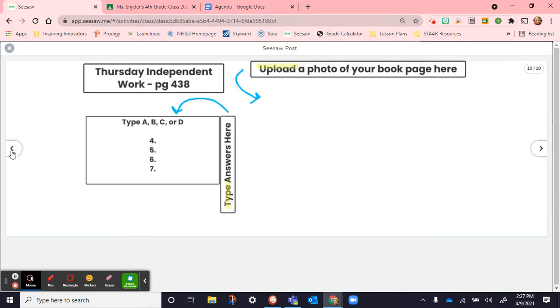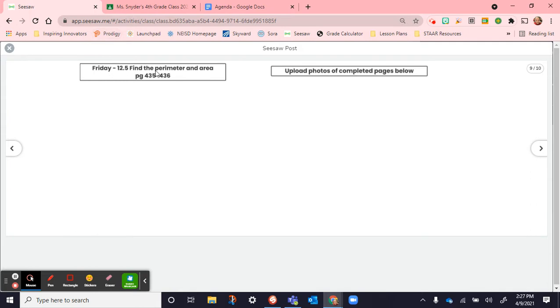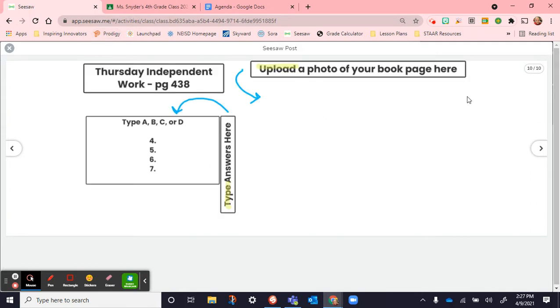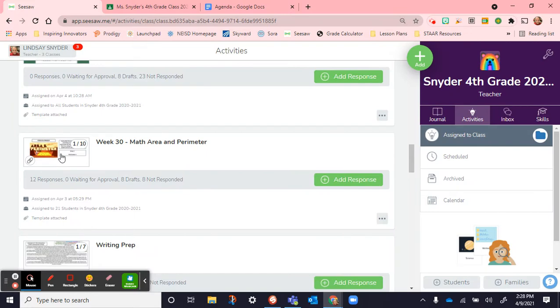Now all of this is going in your Seesaw assignment under week 30. If you go to the end here, you have Friday, put your photos of your completed work there, and your 4 questions, please type A, B, C, or D, and a photo of your page where you showed your work, whether it was your whiteboard, your notebook, or your book. I want to see your work where you work those out. All right, go ahead, get that turned in to me, please. That's due today.